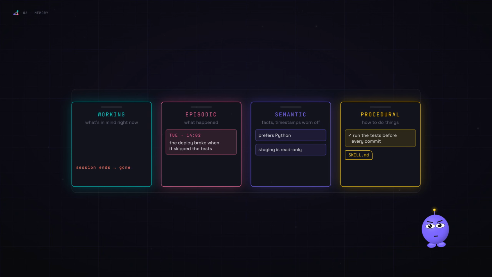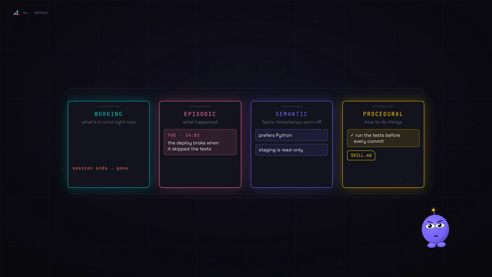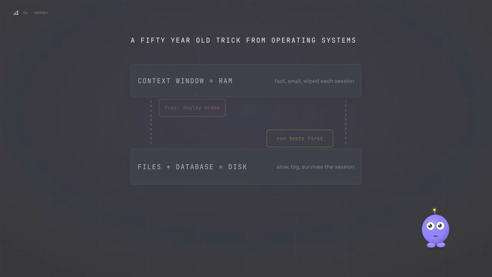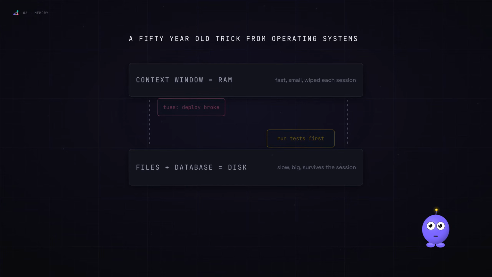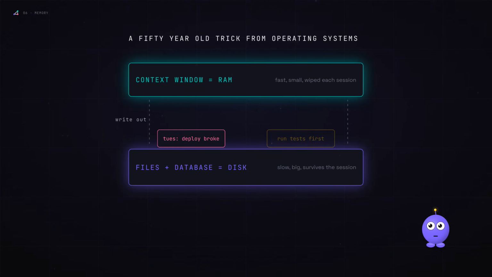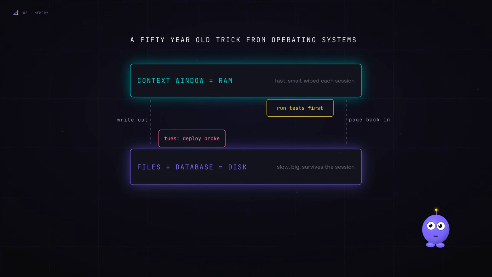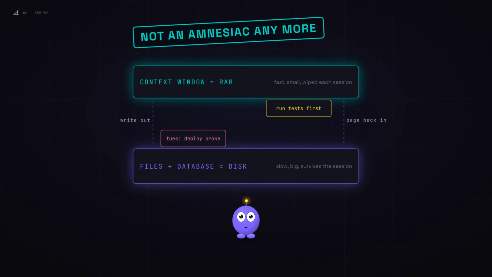But here's the clever bit. How does an agent keep all of that without drowning its tiny window? It borrows a 50-year-old trick from operating systems. Your computer pretends to have more memory than it does by paging data between fast RAM and slow disk. An agent does the same thing. The context window is the RAM. Files and databases are the disk. It writes notes out so they survive the session and pages the right memory back in when a task needs it. Same model, same window. It just stopped being an amnesiac.